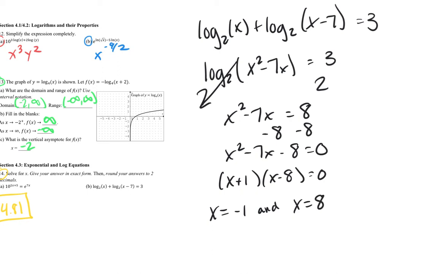But now we need to think about this in our bounds. So x is equal to -1. Well, that would mean that we would be able to plug in a -1 into this original equation here, and that would give us a negative in our log, which can't happen. Remember that? So it can't be -1, so this value is not going to work for us. That means x equals 8 is our only answer.